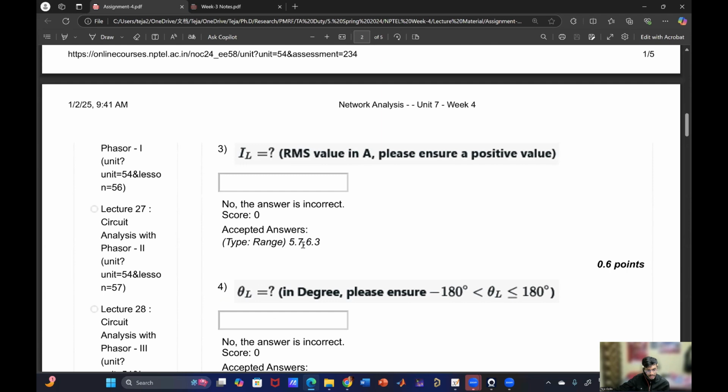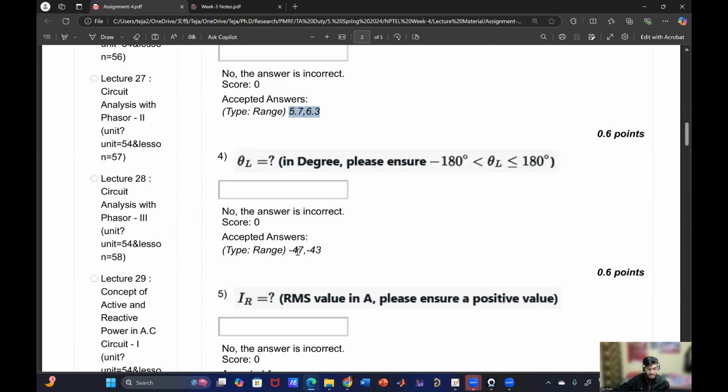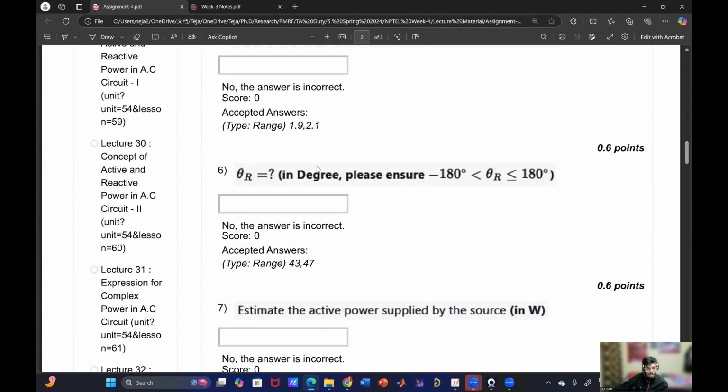So it is in this range, 6 angle 45 degrees or minus 45. So 6 angle minus 45. So minus 45 is the same as what? 360 minus 45, right? Meaning 315. So minus 45 and 315 both are the same. But here they have specified the angle should be minus 180 to 180. So it is minus 45. IR is 2 angle what? 2 angle 45. So 2 is in the range and 45 is also in the range.